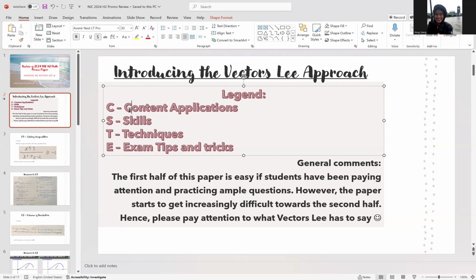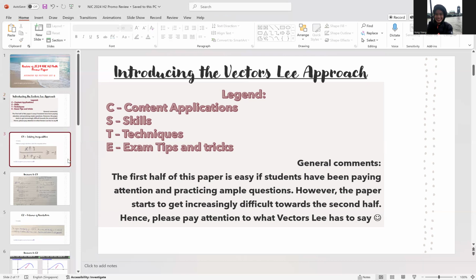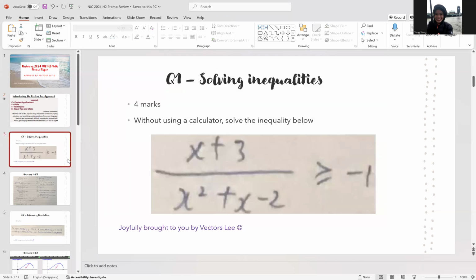The first question is on the solving of inequalities, worth 4 marks. When you see the solving of inequalities, please remember this is a free gift. The NJC setter has given you a free gift, 送分题, in Chinese. They say that without using a calculator, you are going to solve the inequality below, and if you are observant enough, you notice this is a fractional inequality, especially where the denominator is a quadratic polynomial.